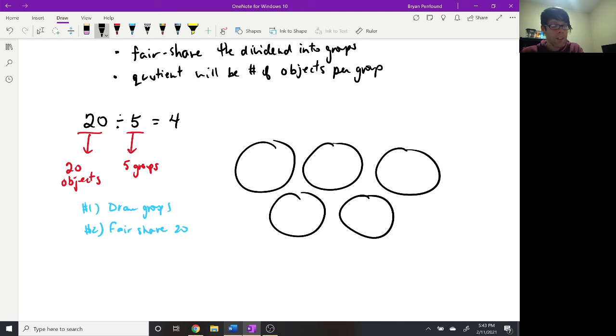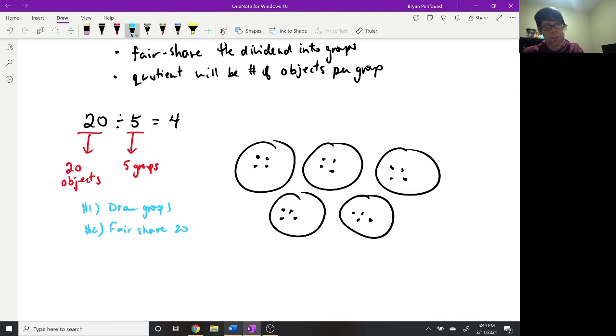And we can basically do this by just counting. So we're going to count up and get as close as we can to 20. So 1, 2, 3, 4, 5, 6, 7, 8, 9, 10, 11, 12, 13, 14, 15, 16, 17, 18, 19, and 20. We actually are able to land exactly on 20 objects.